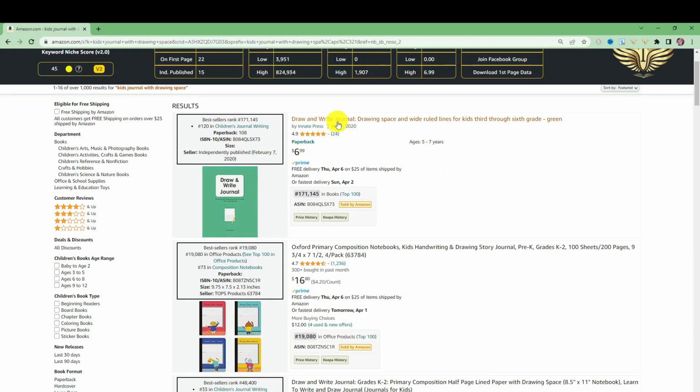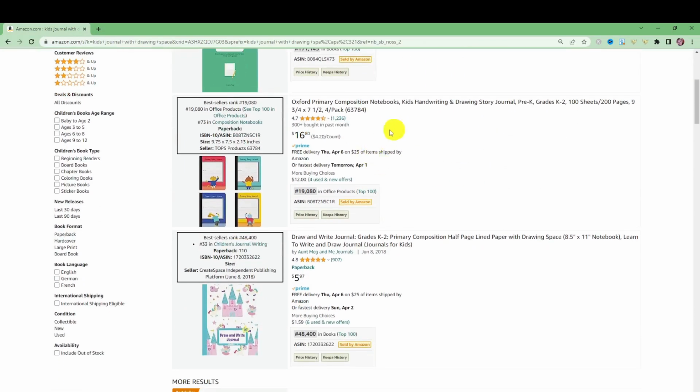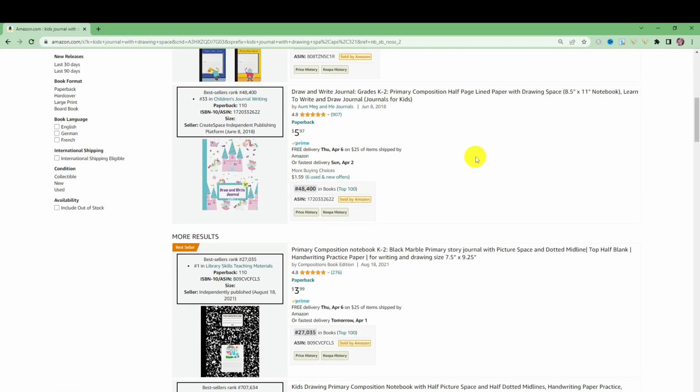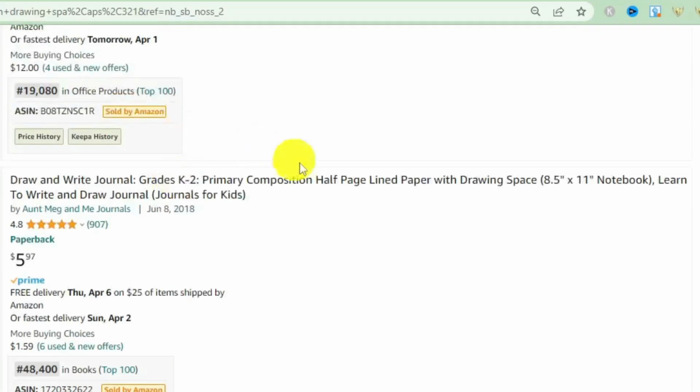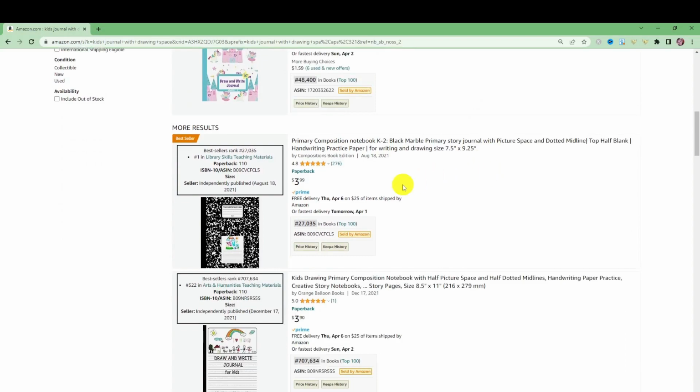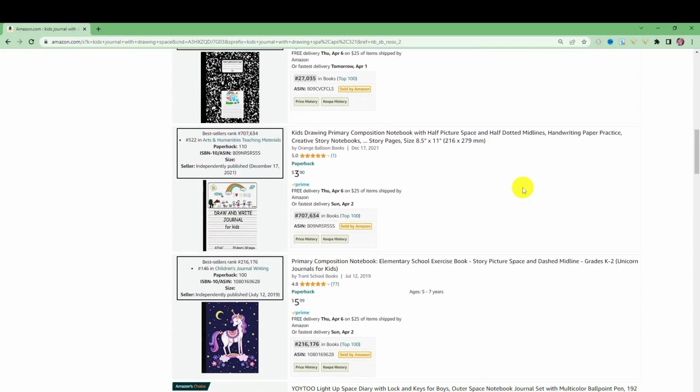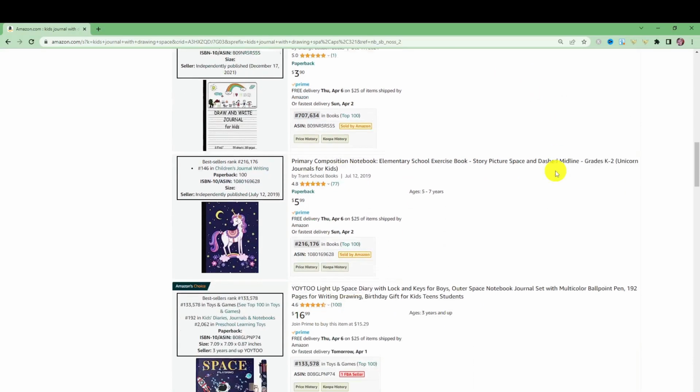So this keyword is Draw and Write Journal. This one is not independently published. This one is Draw and Write Journal. That's their keyword. And then the other, you see the colon there? That means the remaining words are in the subtitle. So this one here, Primary Composition Notebook K2, that's their keyword. So that's a notebook, but it is draw and write. Kids Drawing Primary Composition Notebook with half picture space and half dotted lines.